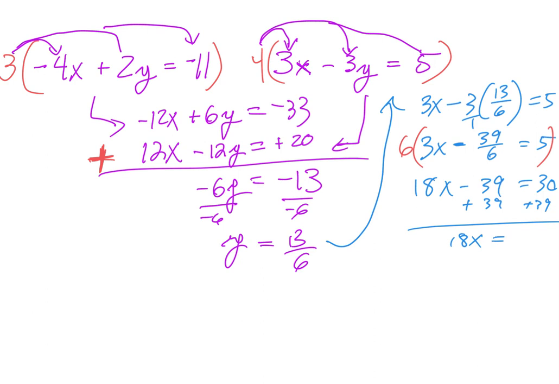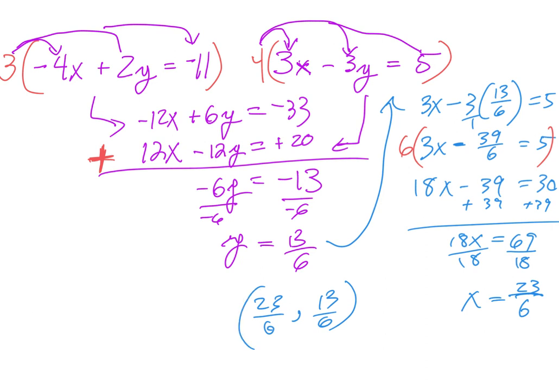18x equals 69. Divide by 18. X equals, let's see, 3 goes into both of them. So the denominator can be 6, because 6 times 3 is 18. 3 goes into the top 23 times. And that would be reduced. So 23 sixths, comma 13 sixths would be the possible numbers.